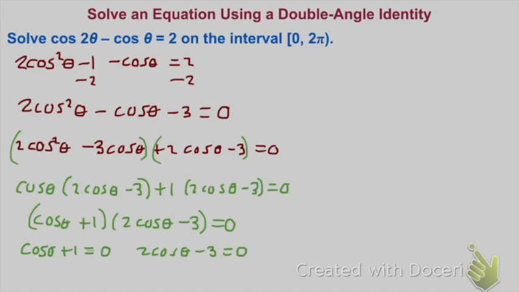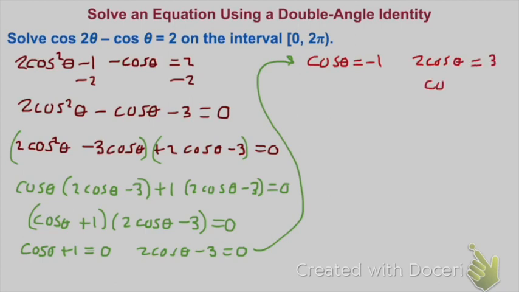And we solve both. I run out of room on the bottom, so I'm going to go up to the top here. All right, so the first one, we have cosine theta plus 1 equals 0, and I'm going to move the 1 over to the other side. So cosine theta equals -1. The other one I'm going to start by moving the -3 over. So I got 2 cosine theta equals 3, and cosine theta then equals 3/2.